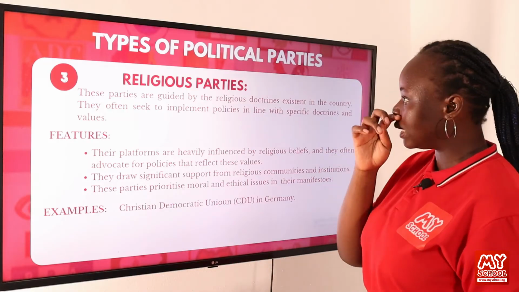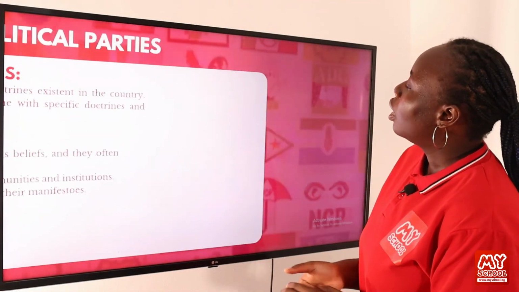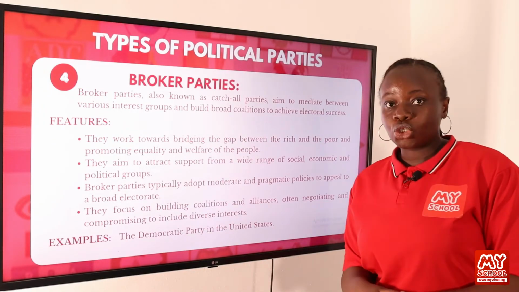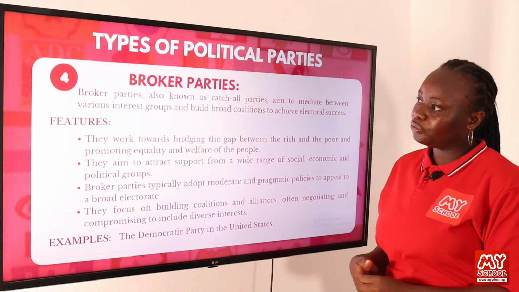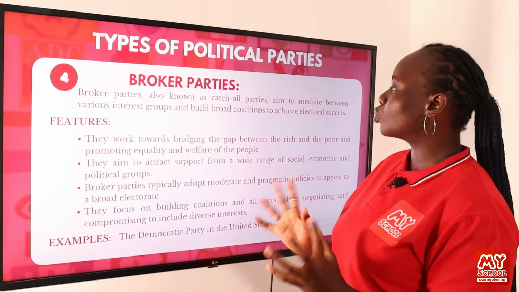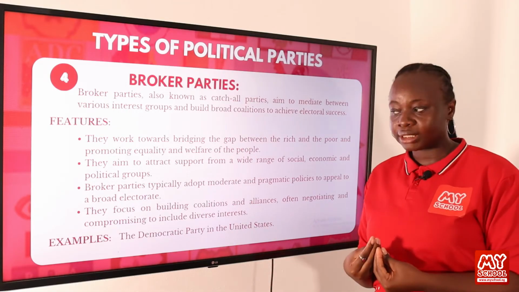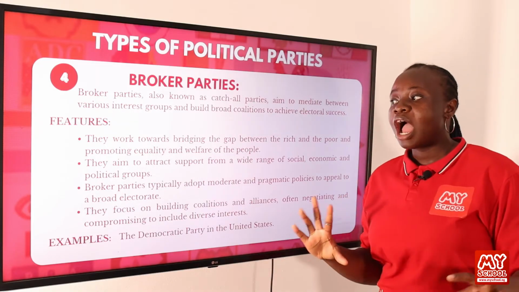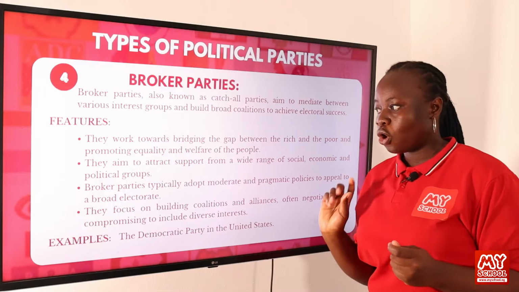Now let's move on to another type. All right, we have broker parties. Broker parties, also known as catch-all parties, aim to mediate between various interest groups and build broad coalitions to achieve electoral success. So what they do is that they work towards bridging the gap between the rich and the poor and promoting equality and welfare of the people.